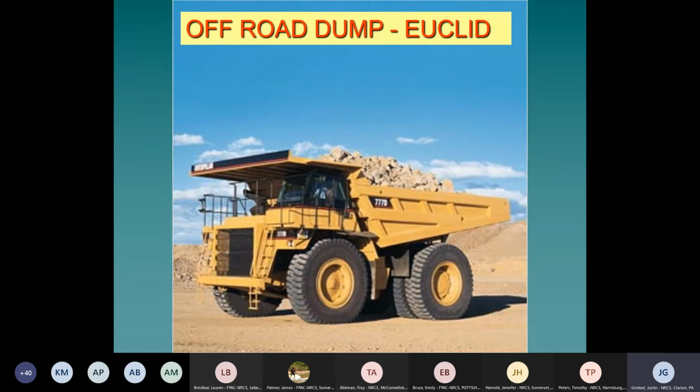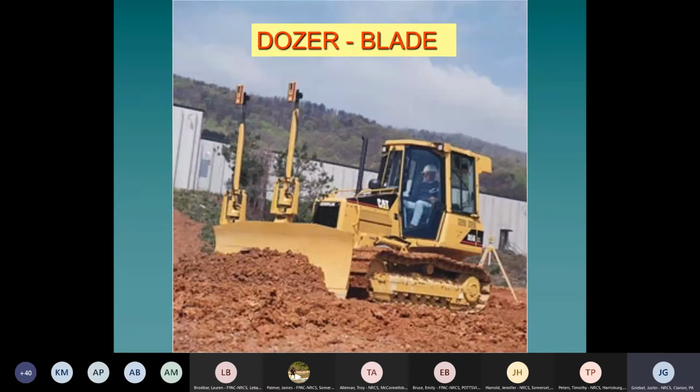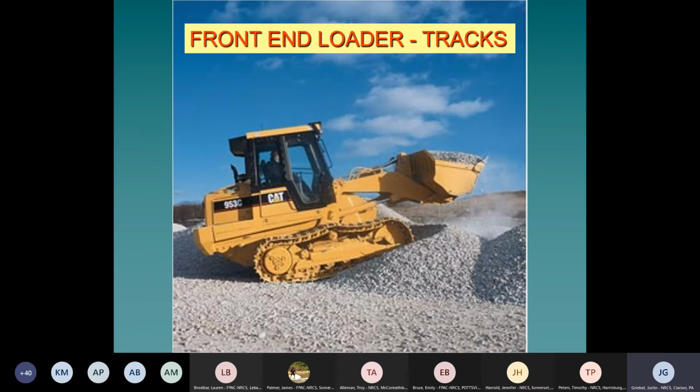Off-road dump truck, we don't typically see these, but those trucks can carry more than 100 tons at a time. The dozer, this is a D4G dozer, about 20,000 pounds, very typical of what you'd see on our construction sites. It's a smaller dozer. And a track loader. These are kind of becoming eliminated with the use of rubber track front end loaders, but this machine here probably weighs about 30,000 pounds.